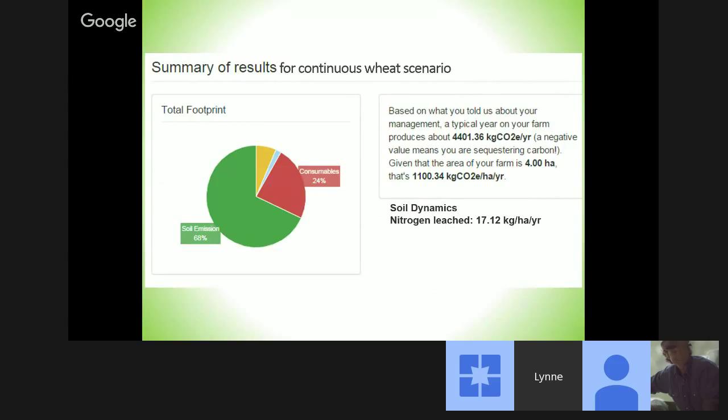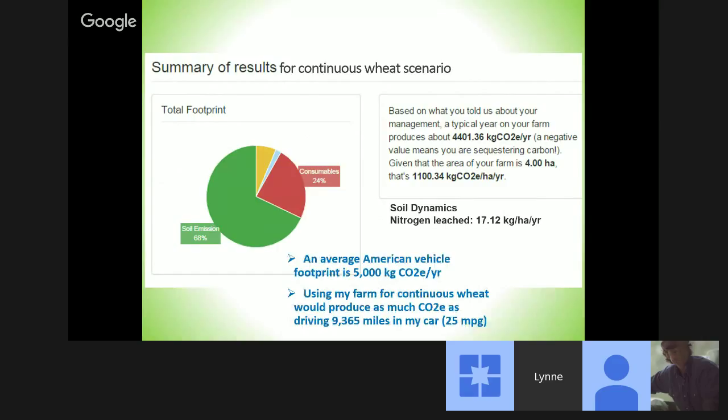Right now we have some links out to other sites, but we are thinking about pulling some of this information actually into the tool so that you can get comparisons to start thinking about. So, for instance, this scenario, we can relate this to the driving of an average American vehicle, and showing that, for instance, my car, which gets about 25 miles per gallon, not that great.